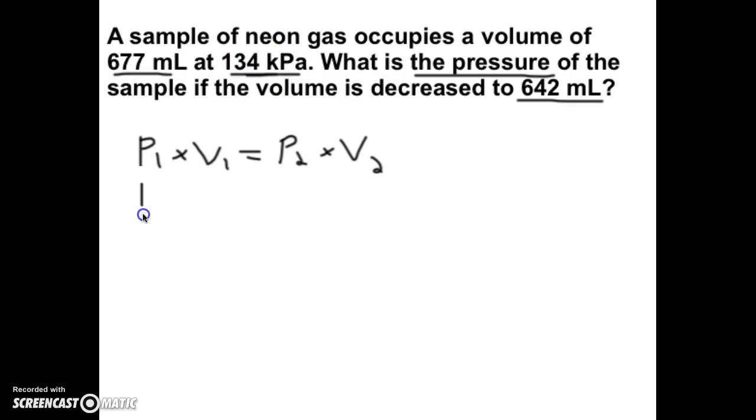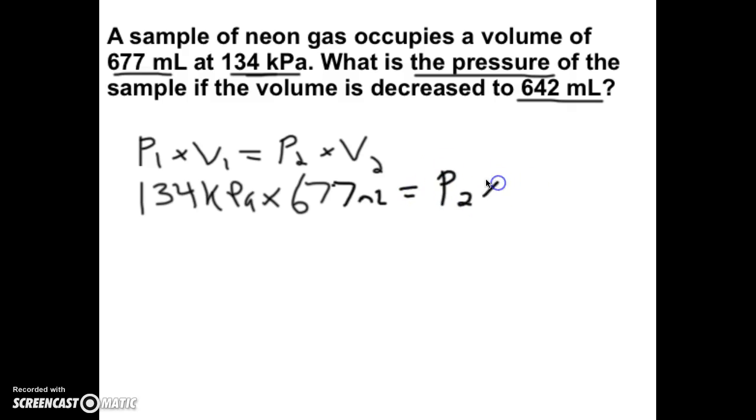So P1 is going to be 134 kPa. V1 is 677 milliliters, and that's equal to P2, that's what we want to solve for, times 642 milliliters. So we just take the equation that we have, we plug in the numbers that we know, and now we just want to solve for the unknown.